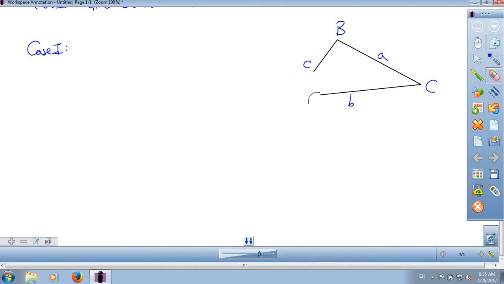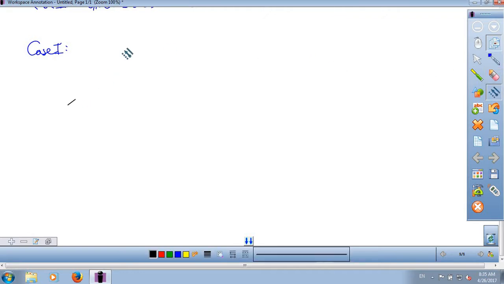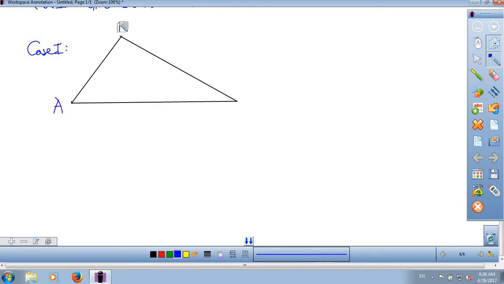So actually, let me take it back. Let me go ahead and bring the triangle to the forefront here. I'm sorry, let me go ahead and do this a little better. Okay, so let's take a look at this. So this is angle A, angle B, angle C. So this is side a, this is side b, this is side c.